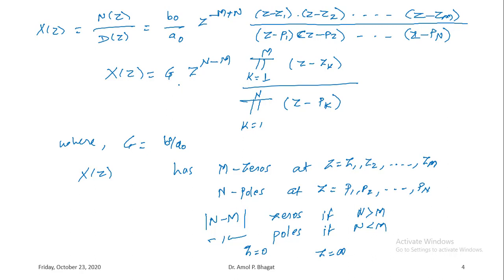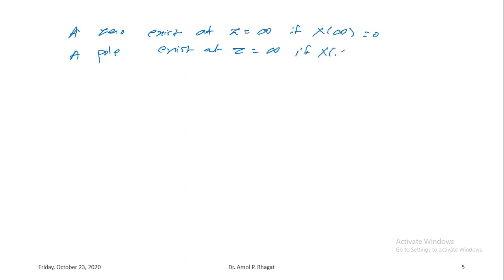So a zero exists at z equals infinity if X of infinity is 0, and a pole exists at z equals infinity if X of infinity is equal to infinity, right? So X of z has exactly the same number of poles as zeros at 0 and infinity, right?